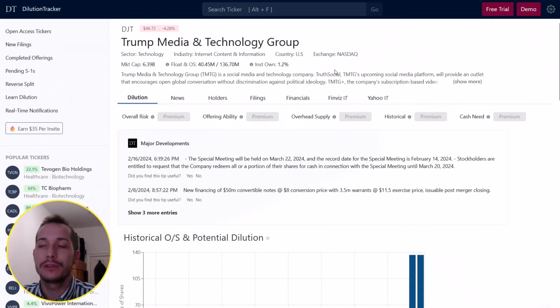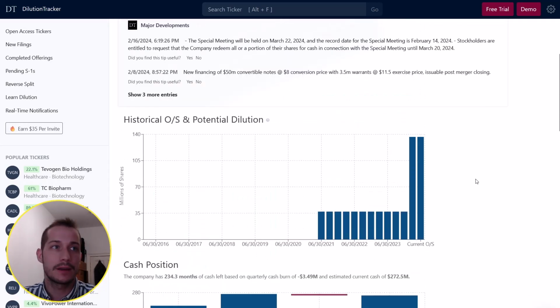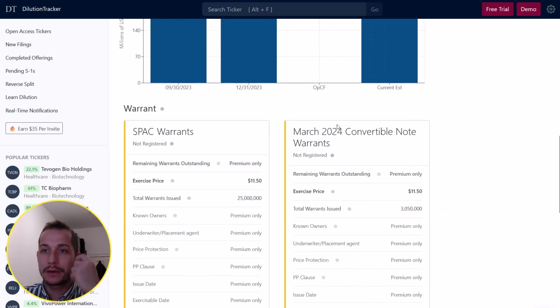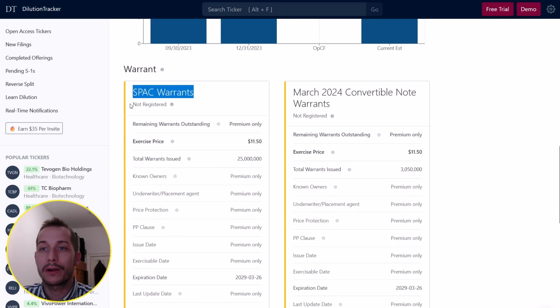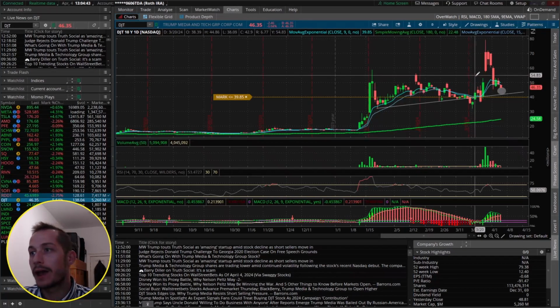So I went to Dilution Tracker, which is a nice site to give you an overview of some dilution, some warrants on a certain ticker. And usually like a biotech that's constantly raising capital and diluting the stock, you'll see the millions of shares outstanding just slowly increasing. Now, this just went from SPAC to a real stock, so that's why there's a bit of discrepancy there. But if you come down here, they have SPAC warrants that are not registered, with an exercise price of $11.50. Right now, the stock of DJT is, let's see here, at $46.